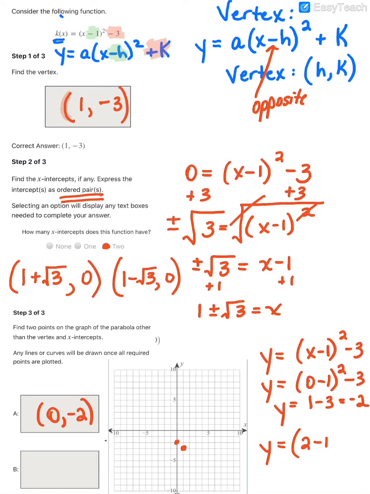And then another easy one that I'd probably plug in is positive 2. Or you could even do positive 1. Whatever, it's your choice. It doesn't matter. 2 minus 1 is 1. 1 squared is 1. When I take 1 minus 3, I'm left with negative 2. So when I plugged in positive 2, I also got a negative 2. So remember, with quadratic functions, they are U-shaped graphs. So connect the points and we have that particular graph.